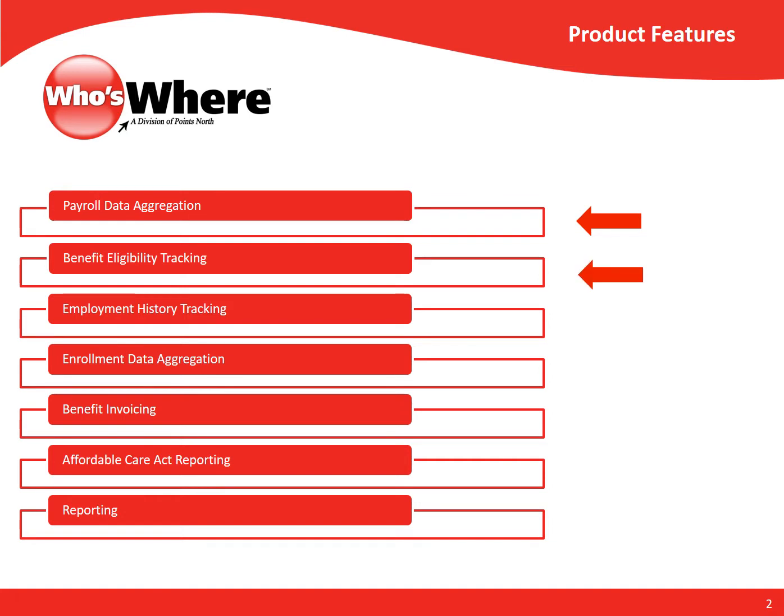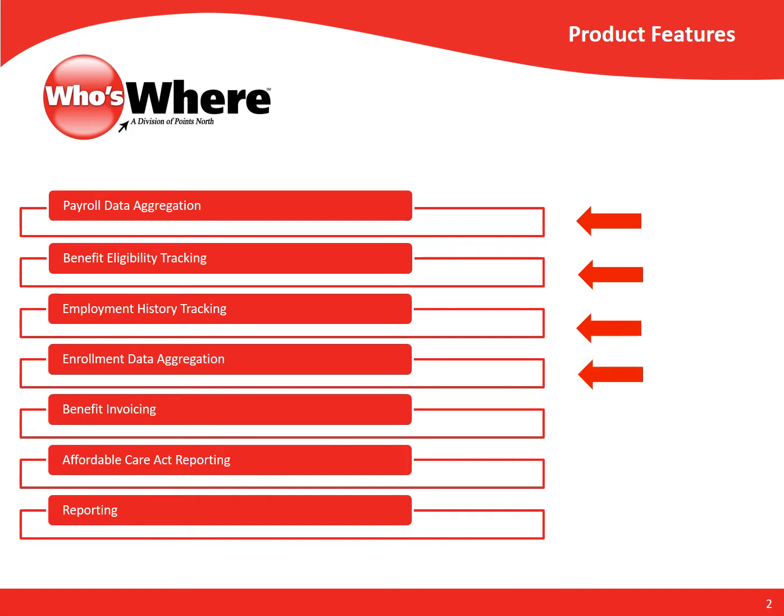Eligibility tracking uses this data and each client's specific benefit eligibility rules to determine when employees reach eligibility, even when an employee works in several locations and their hours must be aggregated. In addition, employment history such as hire dates, leaves of absence, positions, and terminations are all tracked in Whoswhere.